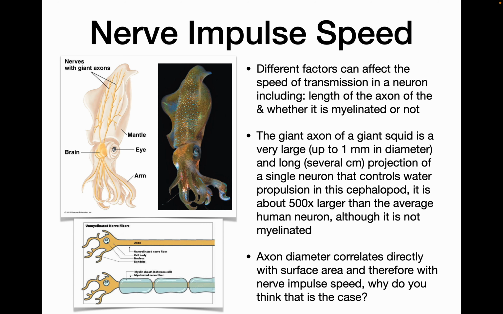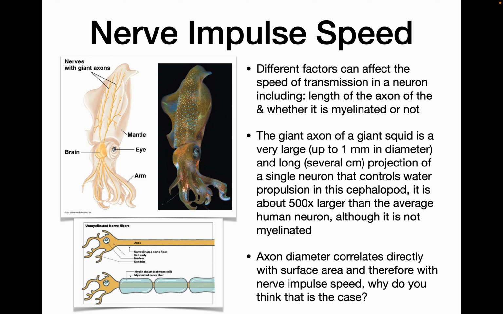Okay, so axon diameter is going to correlate directly with surface area. You increase the diameter of the axon, you're going to increase the surface area, and therefore you're going to increase the speed of the nervous impulse. Why do you think that's the case? What happens when we increase surface area?